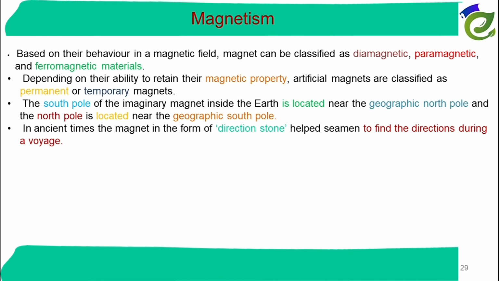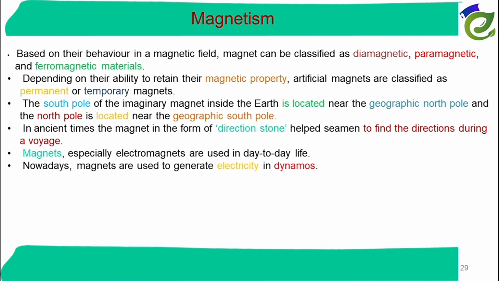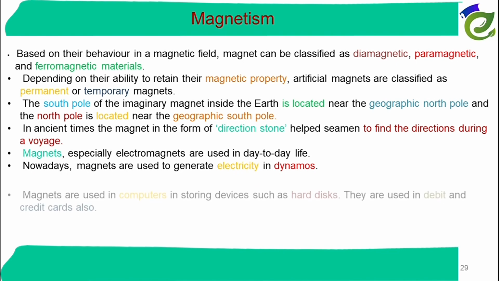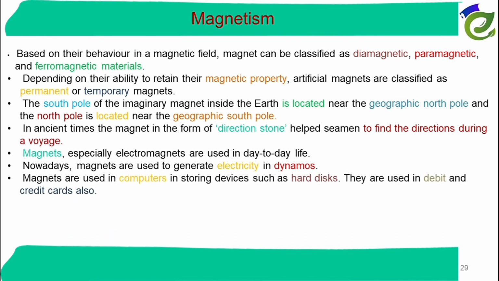In ancient times, the magnet, in the form of a direction stone, helped seamen to find directions during a voyage. Magnets, especially electromagnets, are used in day-to-day life. Nowadays, magnets are used to generate electricity in dynamos. Magnets are used in computers and storing devices such as hard disks. They are used in debit and credit cards also. Just before, you have seen that magnetic strip, mag strip. That's the example. The end.